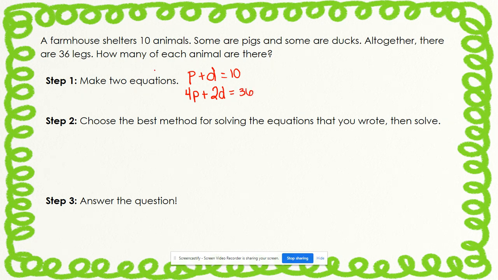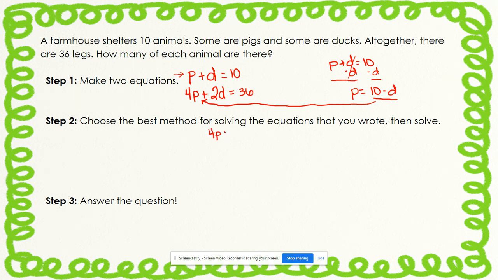Now, again, when I look at this system, it looks like substitution would be the best method for solving. So I'm going to take this equation, P plus D equals 10, and I'm going to get P by itself. So I'm going to subtract D from both sides. Those are going to cancel and leave me with P equals 10 minus D, or negative D plus 10, because it's the same thing. So because I'm using the substitution method, I'm going to take 10 minus D, and I'm going to plug in for P in this second equation. So my second equation says 4P plus 2D equals 36. And instead of P, I'm plugging in 10 minus D.